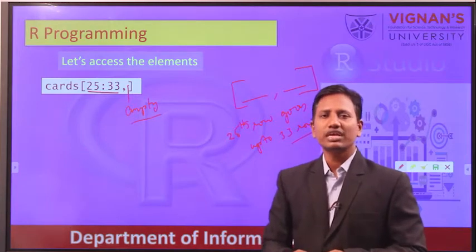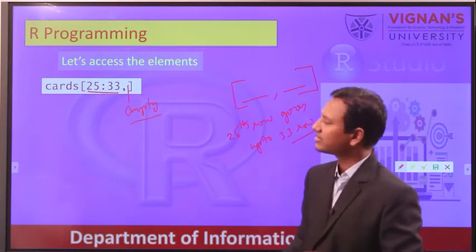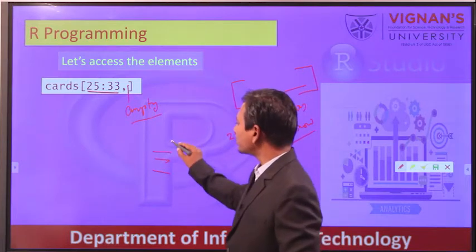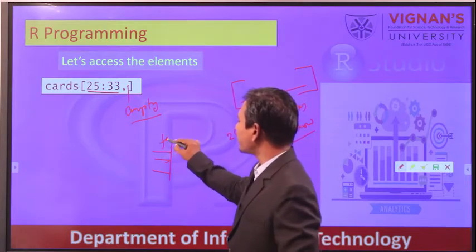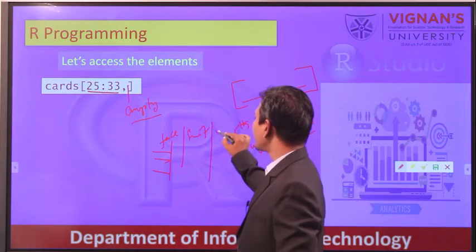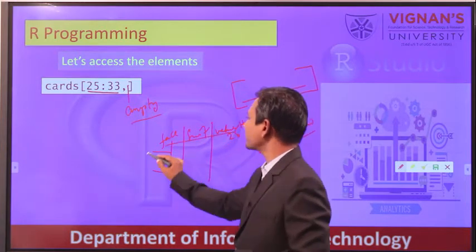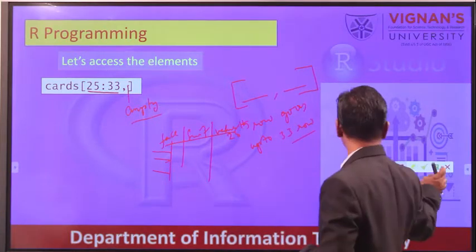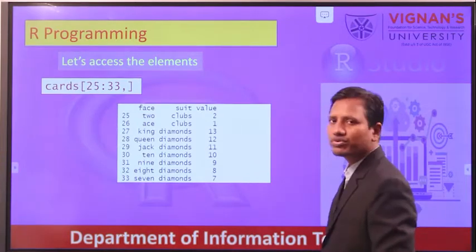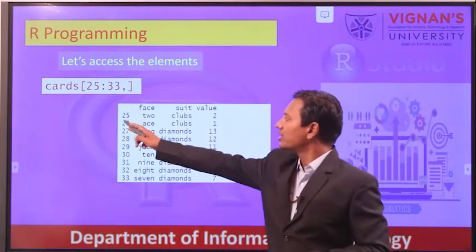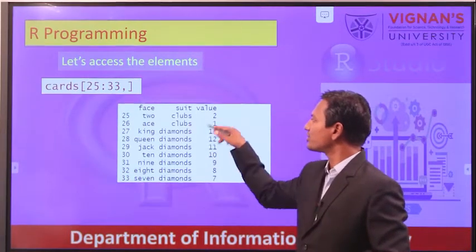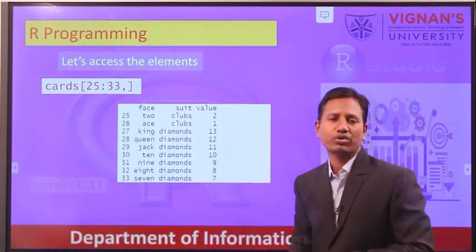So obviously the output you are going to see is rows 25 to 33 with 3 columns, that is face, suit and value. This is the output we are going to get: row numbers 25th to 33rd, and face, suit, value, all columns we got.